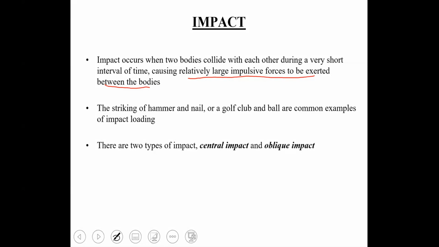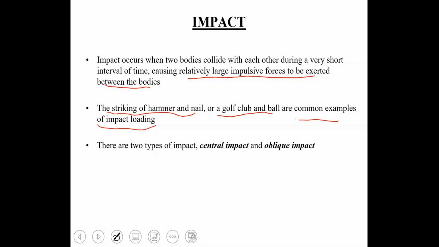For example, the striking of a hammer and a nail. Whenever you strike a nail with a hammer, what happens is that after striking the nail, the hammer is going to rebound back. So the striking of a hammer and nail, or golf club and ball, or bat and ball, are common examples of impact loading.